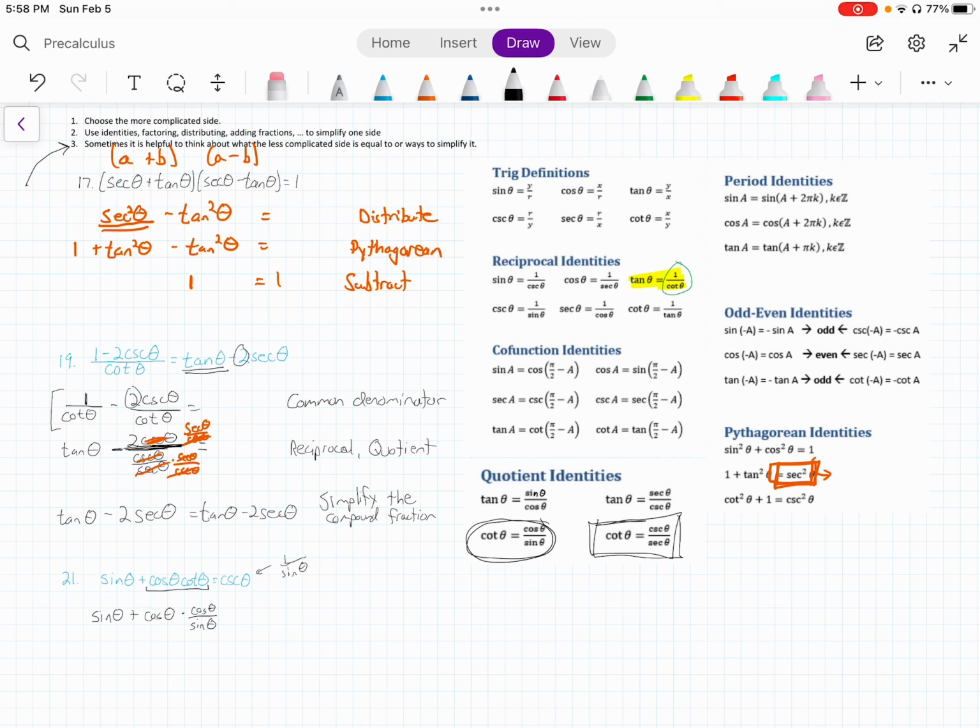Now, I'm going to try to show most of my steps here. Now I'm just going to multiply here. So this is cosine squared over sine. Write what we did here. So this was using a quotient identity. Hopefully I have enough room here. Quotient, and then next we just multiplied.